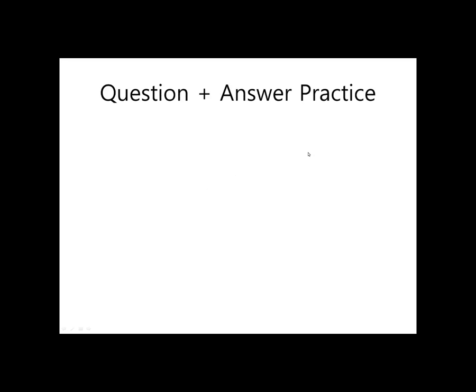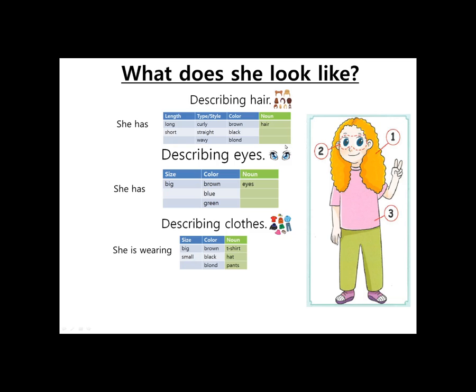Okay, so let's finish up with some question and answer practice. Here's a question. What does she look like? When someone asks this question, they want you to describe someone. So you can describe their hair, their eyes, and what they are wearing. You can also say if they are tall or short.